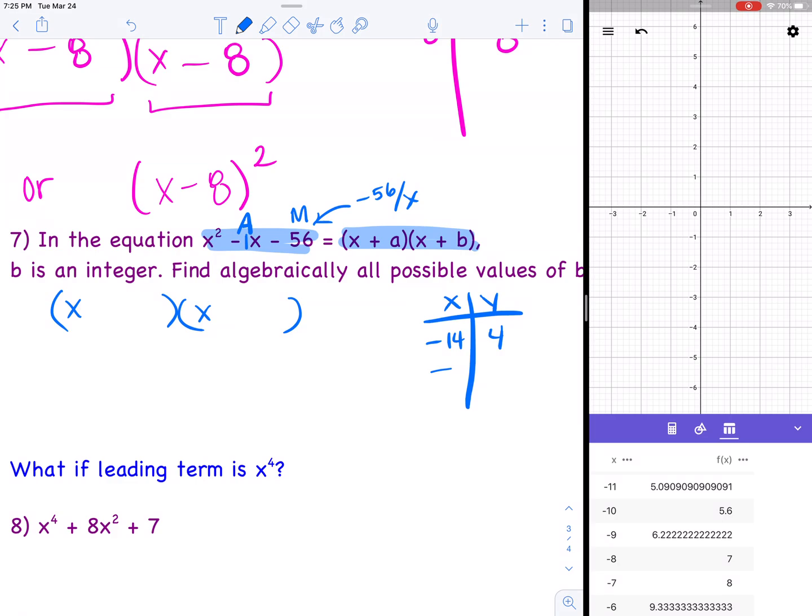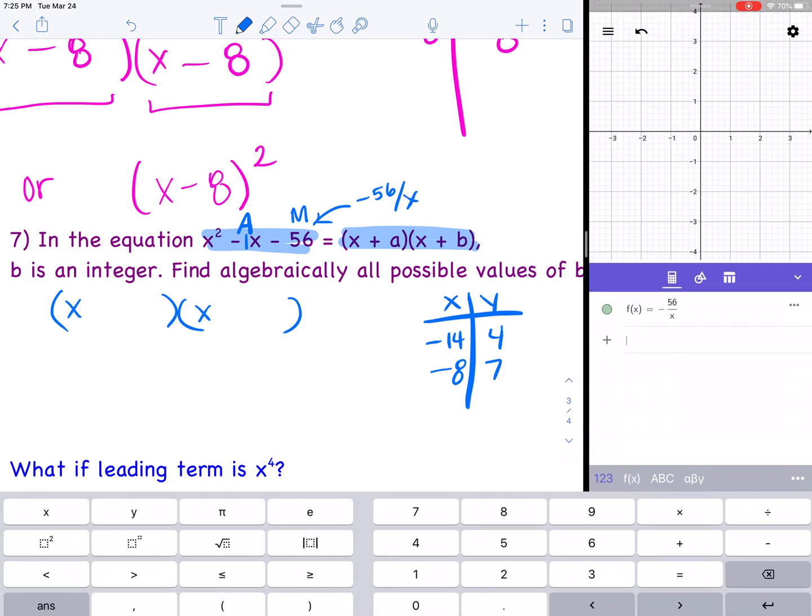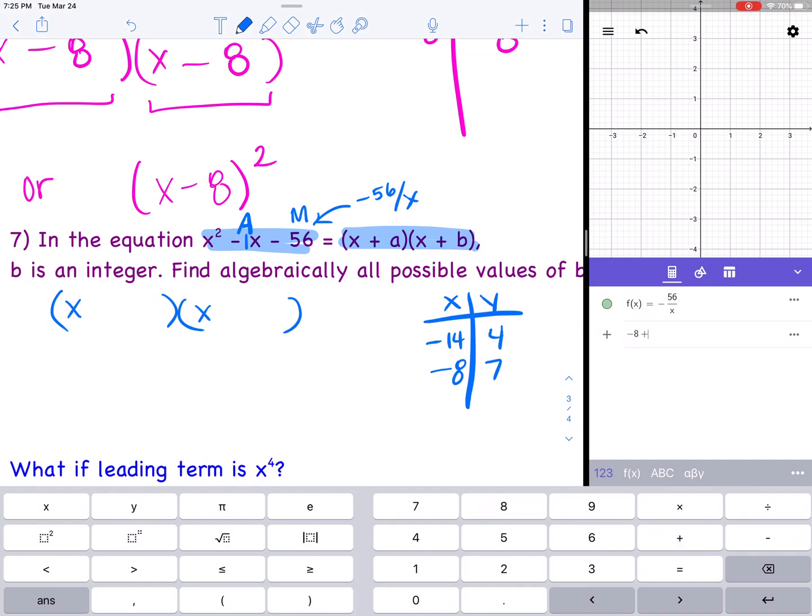Scrolling down, negative 8 and 7 multiplies to negative 56. What's negative 8 plus 7? If you're not sure, go back in the calculator, put negative 8 plus 7. What do you get? Negative 1. That's our answer because we wanted it to add to negative 1. If it was a positive 1, we'd have to go back down to positive 8, negative 7. Those two numbers multiply to negative 56, but would add to positive 1. These two add to negative 1, which is what we wanted.